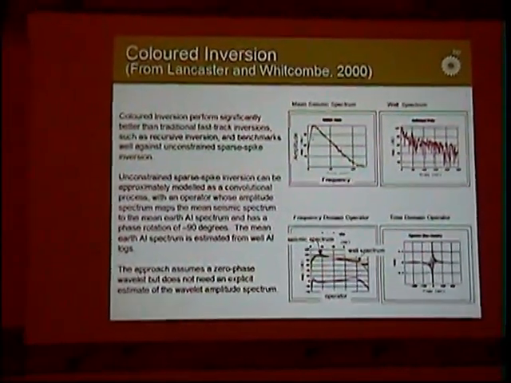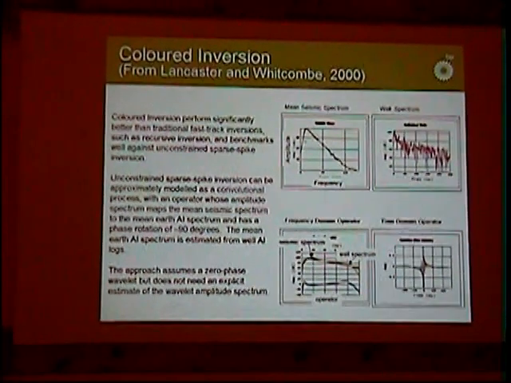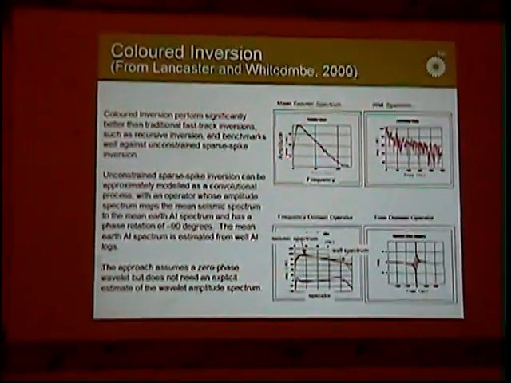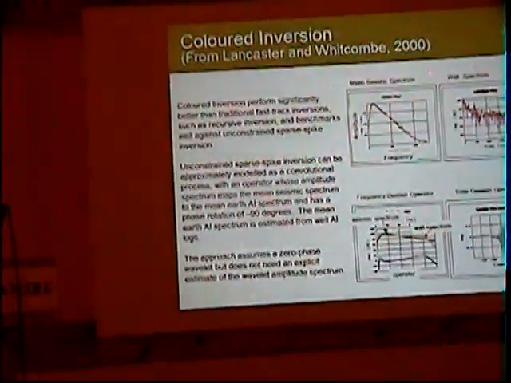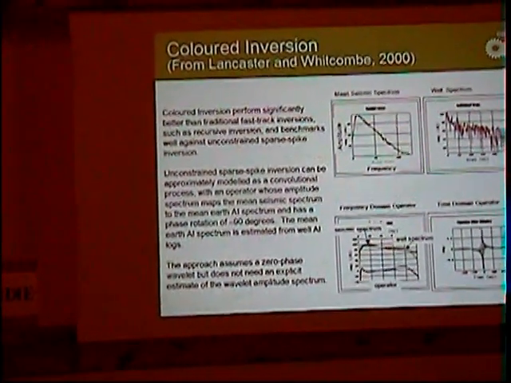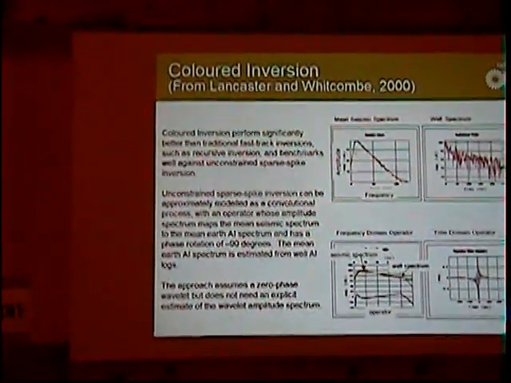The reason it's called colored inversion is because it's boosting on the low end as well as the high end. These graphs are just amplitude against frequency. This is a typical amplitude frequency spectrum from seismic data. This is an amplitude frequency spectrum from a log acoustic impedance data set. You take the compressional log and your density log, multiply them, and you get the acoustic impedance.